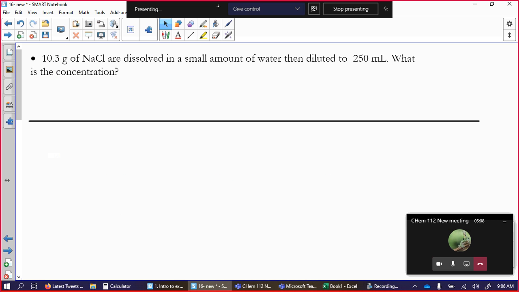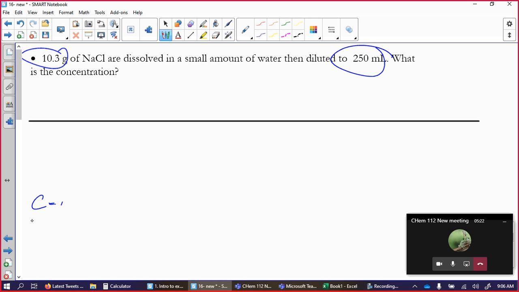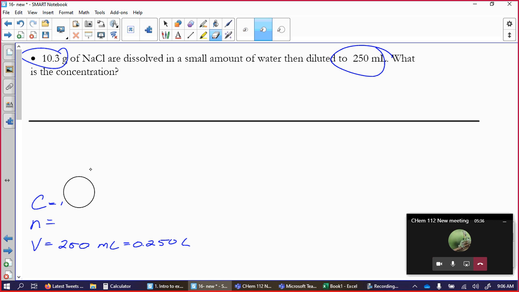10.3 grams of sodium chloride are dissolved in a small amount of water and diluted to 250 milliliters. We have a mass, we have a volume. We know the volume is 250 milliliters. We want to know the concentration because that's what it's asking for. So we need to figure out moles.